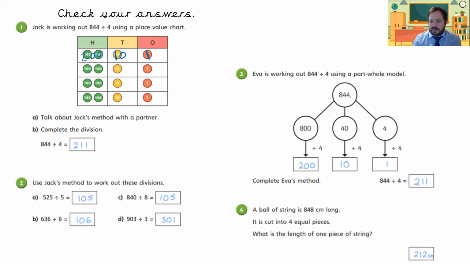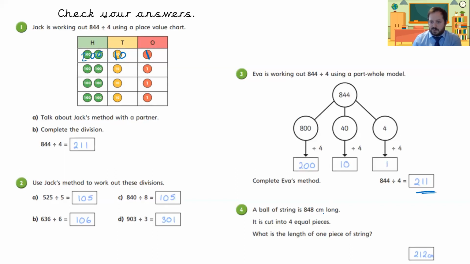Then I can go, okay, I can take 40 out, because here 40 is divisible by 4. It's 10 times 4. There we go. Then I take the 4 out. 4 divided by 4 is 1, and that gives us the same answer. So it works in exactly the same principle. It's just thinking about the columns that we're working in order to help us out.